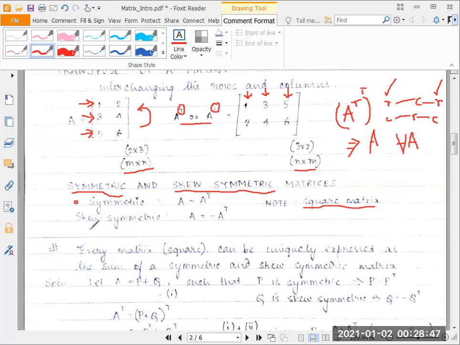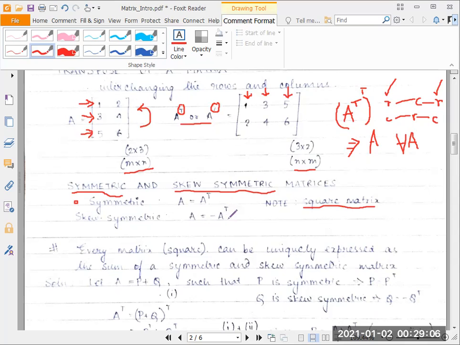Now, obviously, we'll find out later that a skew-symmetric matrix also needs to be a square matrix. But before we do that, we need to find out what is a skew-symmetric matrix. So essentially, a skew-symmetric matrix is a matrix such that when we transpose the matrix, the elements become negative.